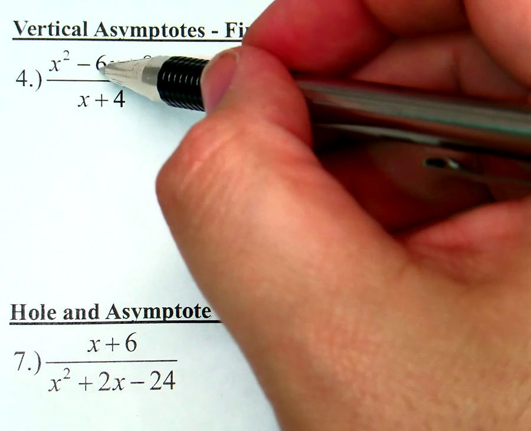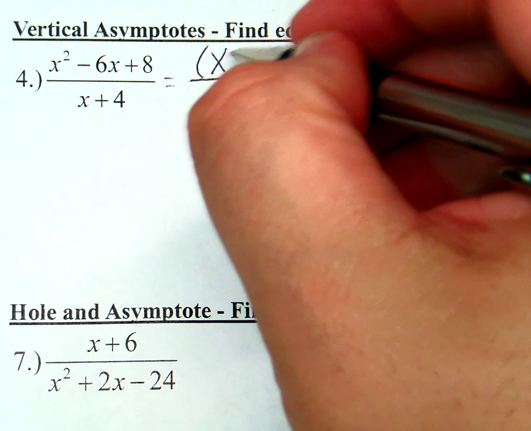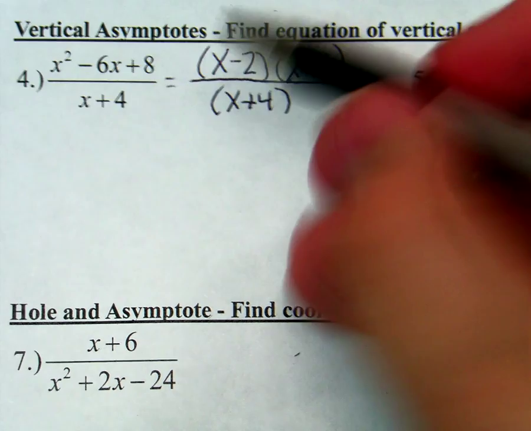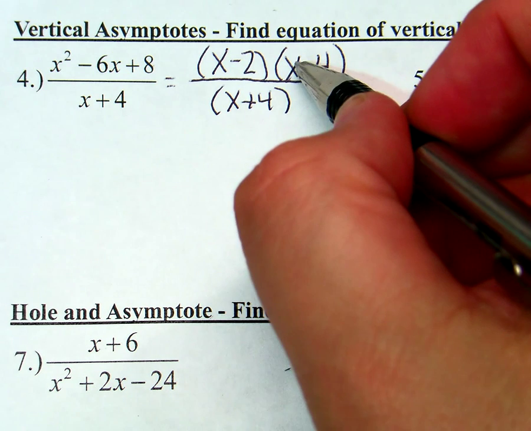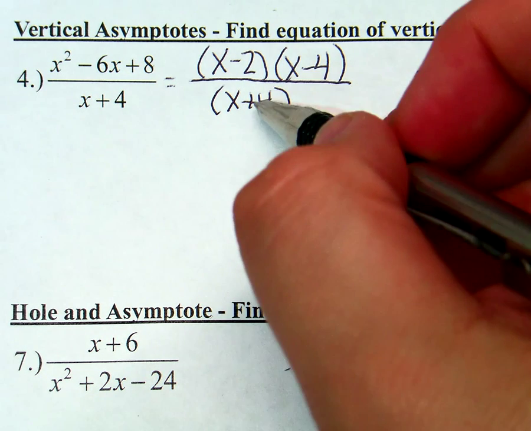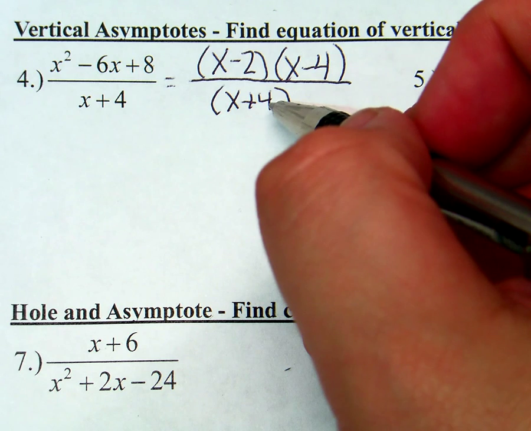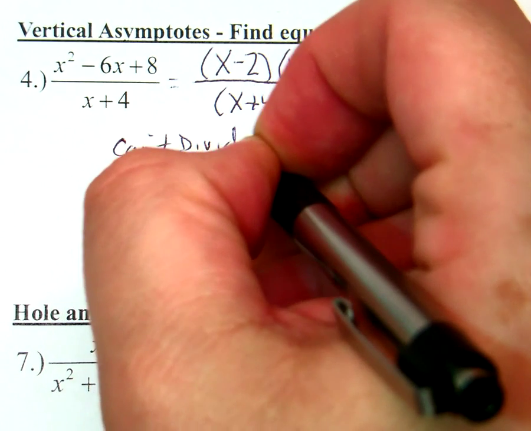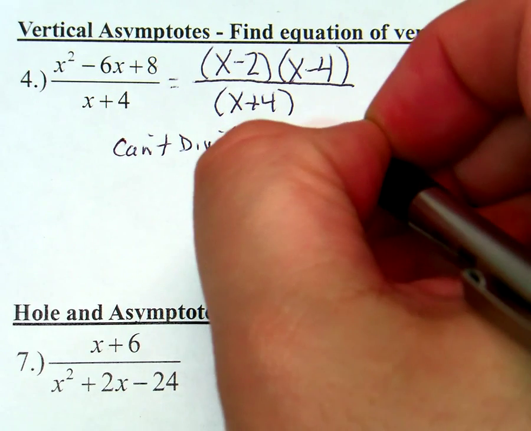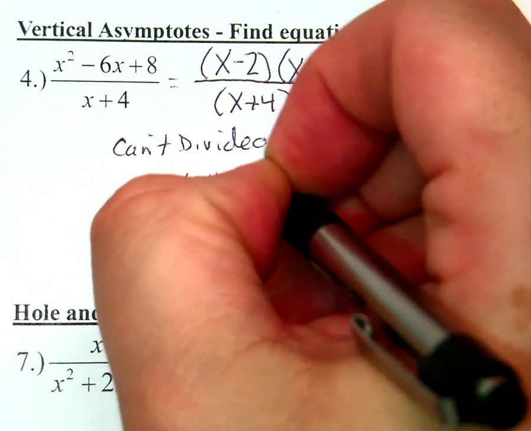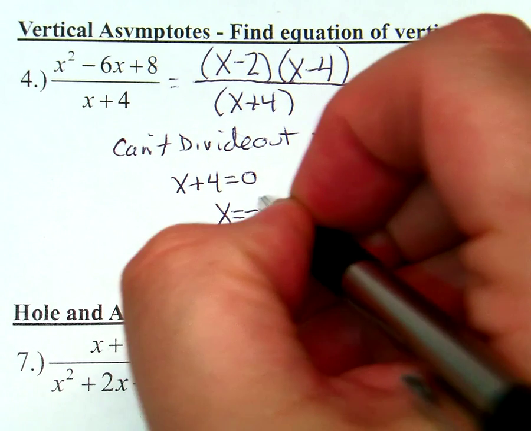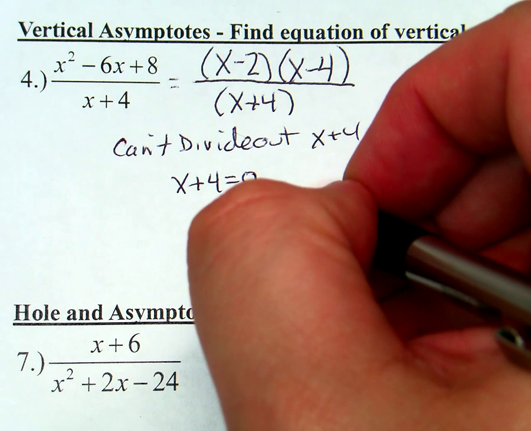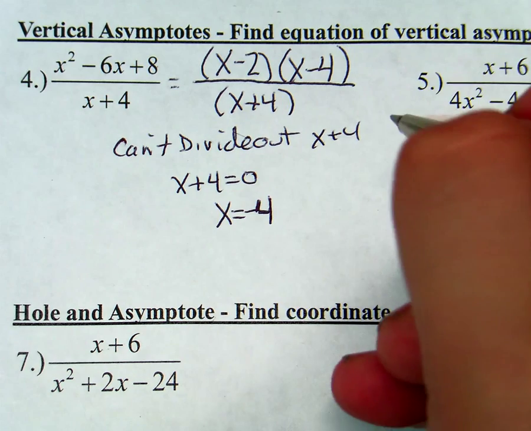-7. All right. So I have x minus 2, x minus 4, and x plus 4. Can I divide out the x plus 4? All right. So I can't divide out x plus 4. So set x plus 4 equal to 0. Then we get x is equal to -4. And that's going to be my vertical asymptote.